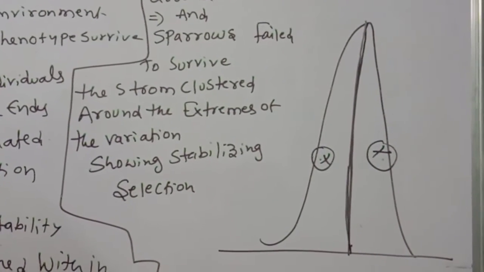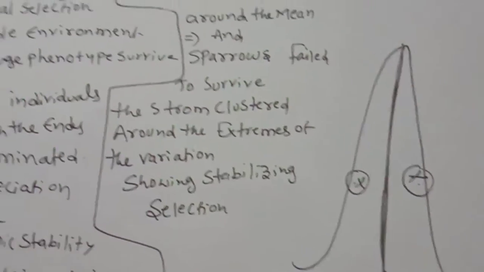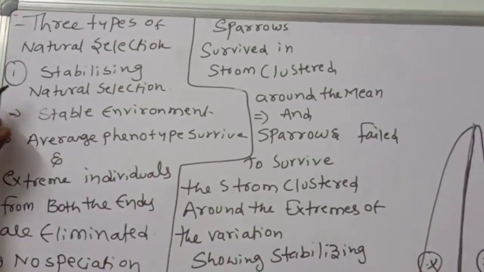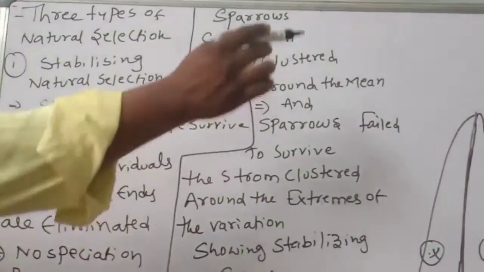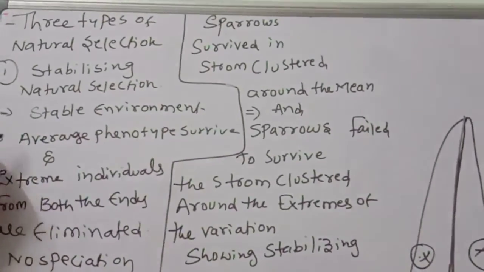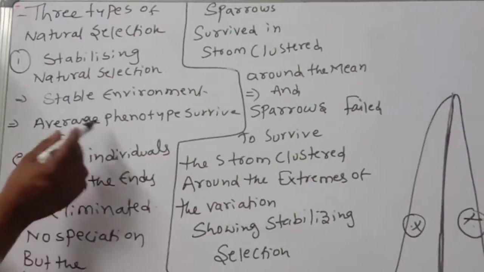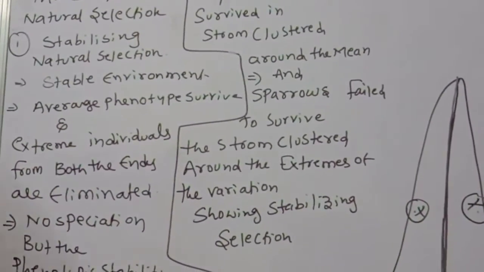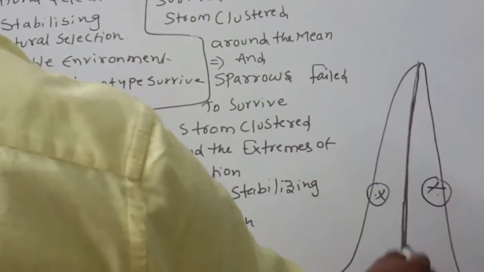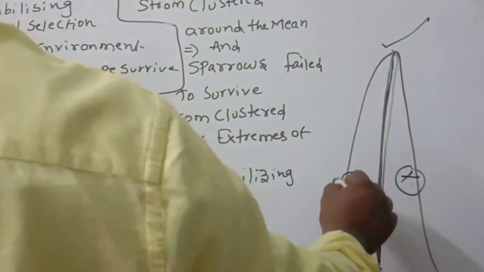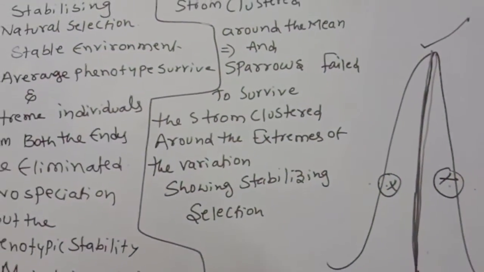Now one more time I am giving the explanation. Stabilizing natural selection appears in a stable environment. Only the average phenotype survives, and extreme individuals are eliminated.